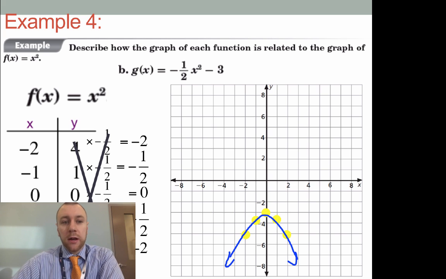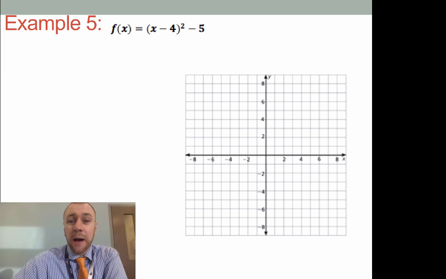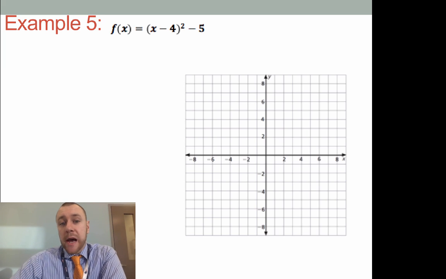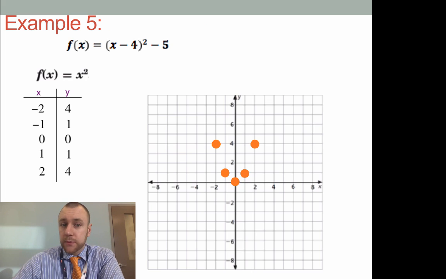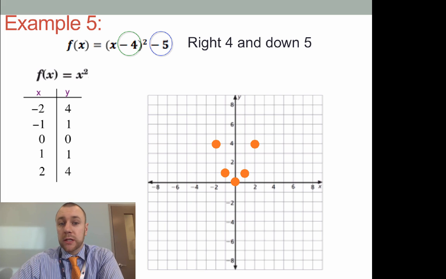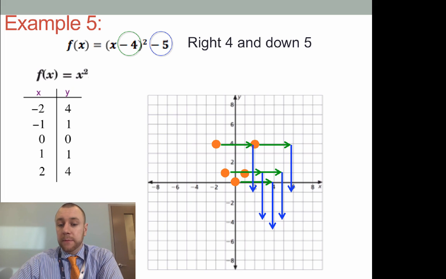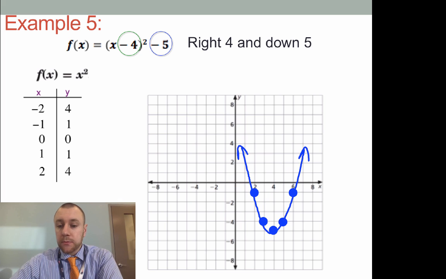In example 5 and 6, there's a combination of things. So you notice that the -4 is inside parentheses and the -5 is outside the parentheses. So there's two movements. Okay, I'm going to plot my parent function, and then I'm going to identify my transformation. So the -4 moves things right 4, and the -5 moves it down 5, because the -4 is inside the parentheses and the -5 is outside the parentheses. So I'm going to move all the points right 4, down 5. I have these new points. I can then graph my parabola.